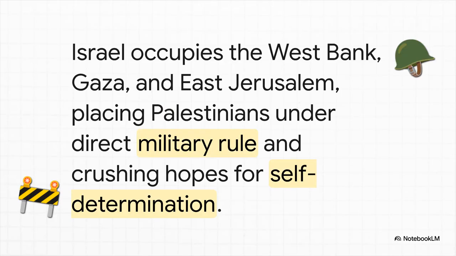The third pillar of this argument is the 1967 Six-Day War. From Khalidi's point of view, this was much more than just a defensive war. It ended with Israel occupying the rest of the Palestinian territories, the West Bank, Gaza, and East Jerusalem. And this, he says, locked in direct military rule and just crushed the hopes for Palestinian self-determination.